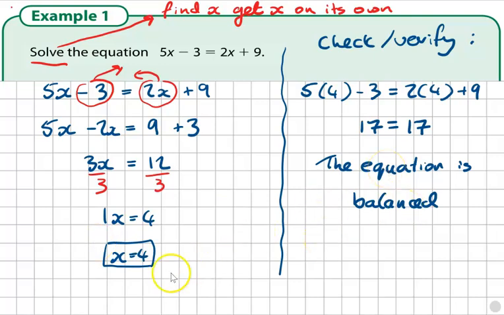It's important to note that x is equal to 4 is the solution. 17 is not the solution. 17 is just how we know what's correct because we've got 17 on both sides. If you've got different numbers here, then your solution will be incorrect.